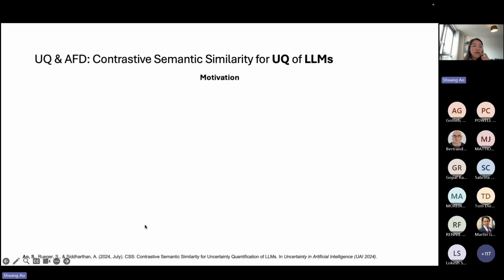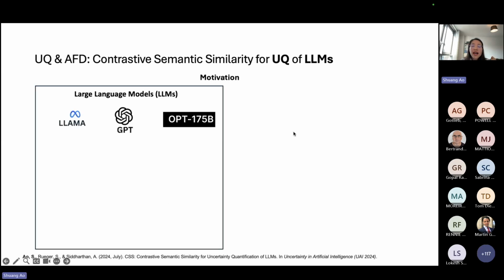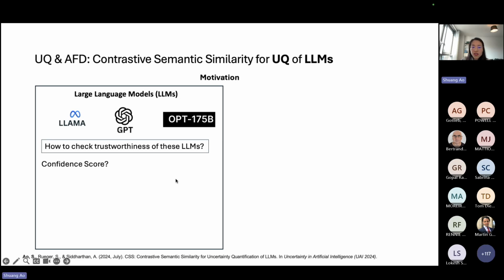After we talk about all these transformer-based models, let's come to the large language model. How do we quantify the uncertainty of a large language model? Let's say we are very familiar with this. And how do we check the trustworthiness? We can see the confidence score. It's very difficult because the output is highly dimensional, so in this way it's very difficult to extract the entropy.